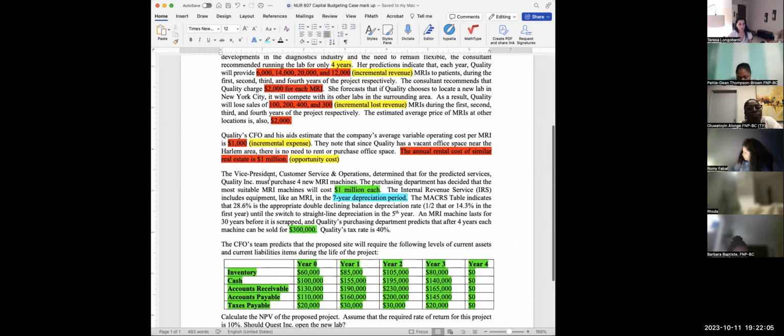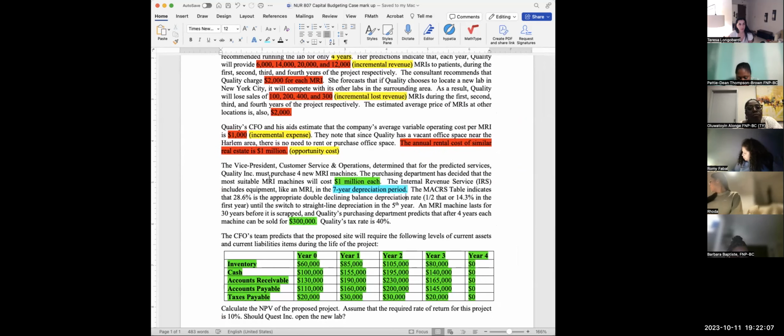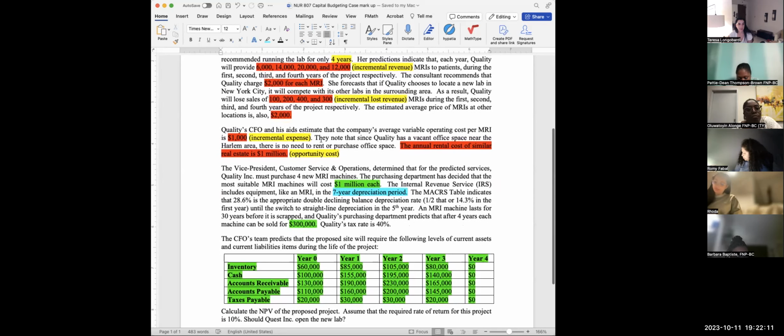All right, so how in the world are we going to put all this together? We're going to first combine the red items. Then we're going to talk about the investment, the green items, and then I'm going to show you about the tax shield. Are you ready?